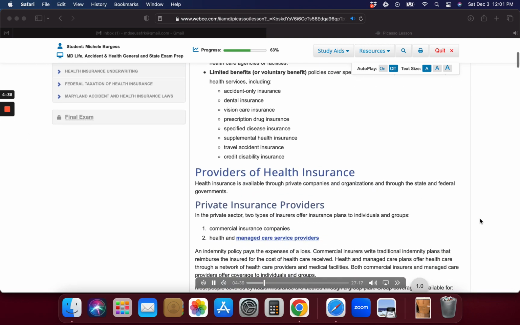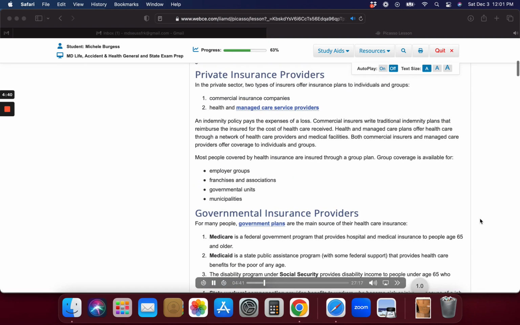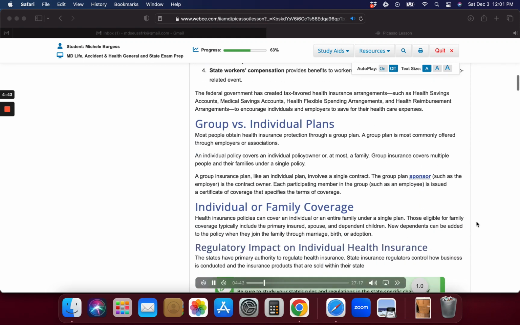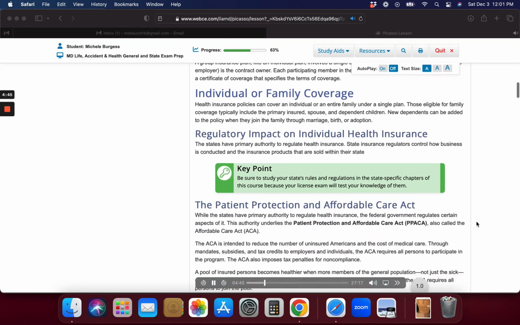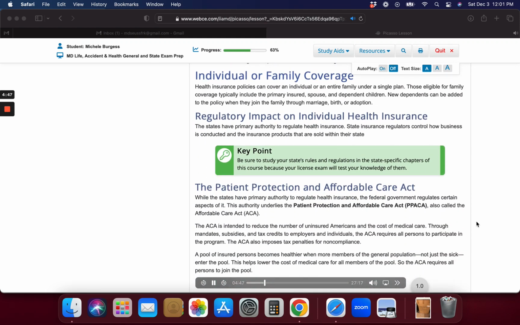Individual or family coverage. Health insurance policies can cover an individual or an entire family under a single plan. Those eligible for family coverage typically include the primary insured, spouse, and dependent children. New dependents can be added to the policy when they join the family through marriage, birth, or adoption.